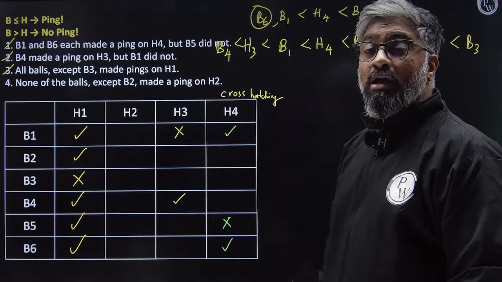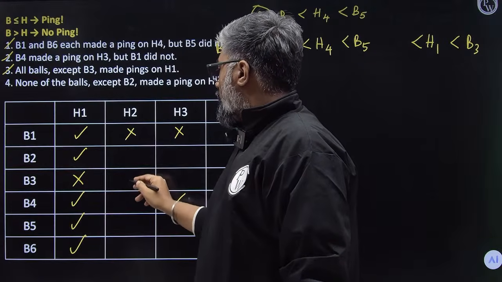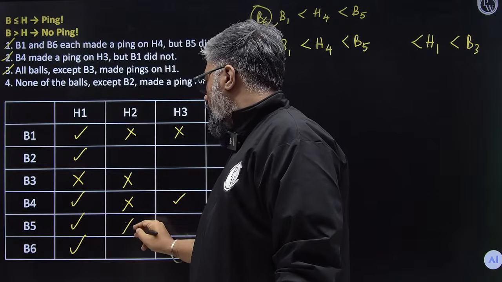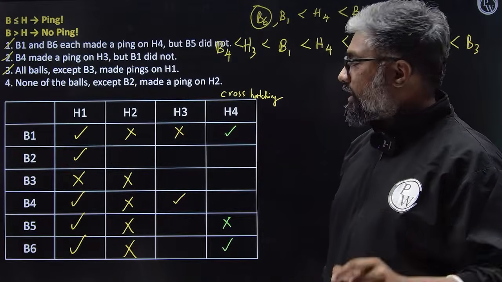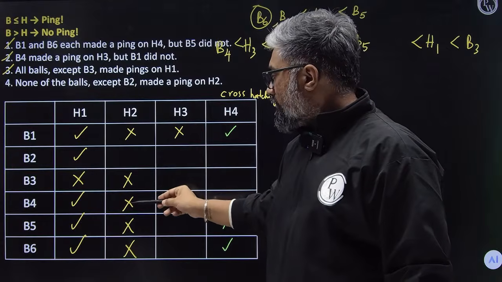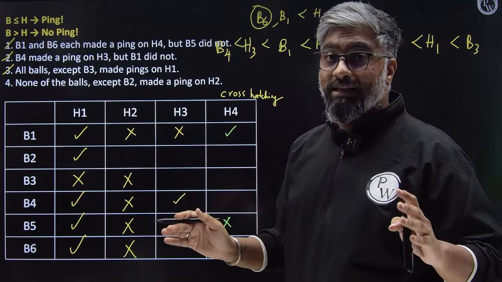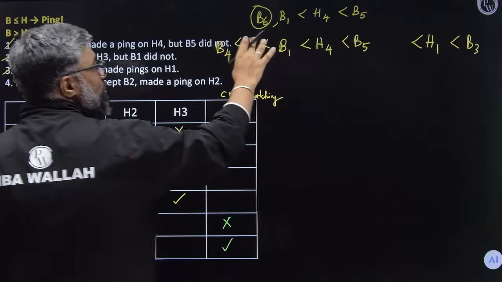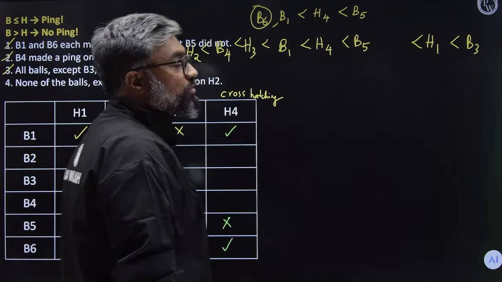Next I have, none of the balls except B2 made a ping on H2. So what are they saying? None of the balls made a ping on H2. That means these balls should be bigger than H2. Do you agree? B1, B3, B4, B5, B6 should be bigger than H2. Only then that won't be possible. That means H2 will be where? Here. Correct? H2 will be here.